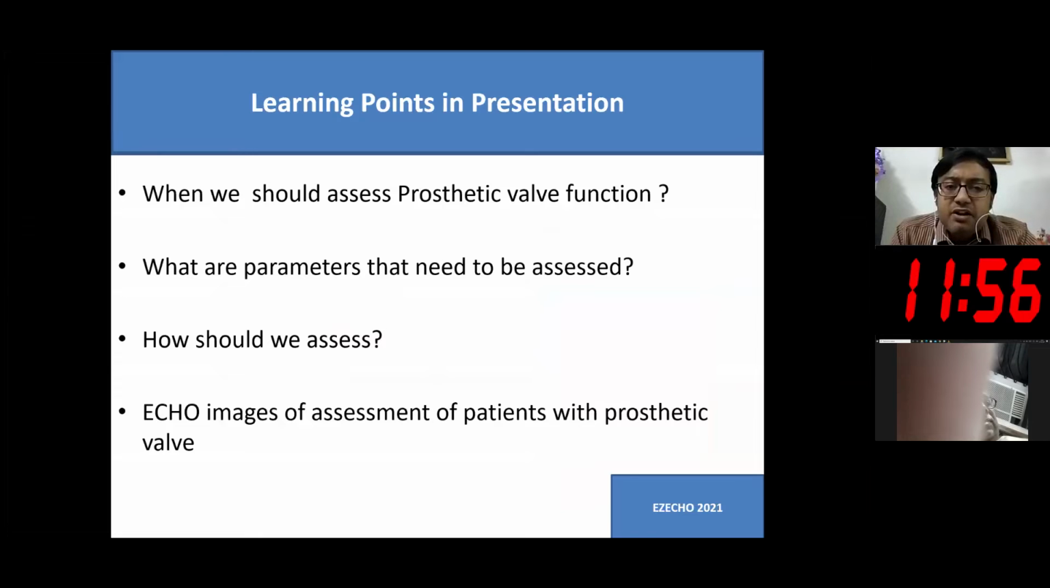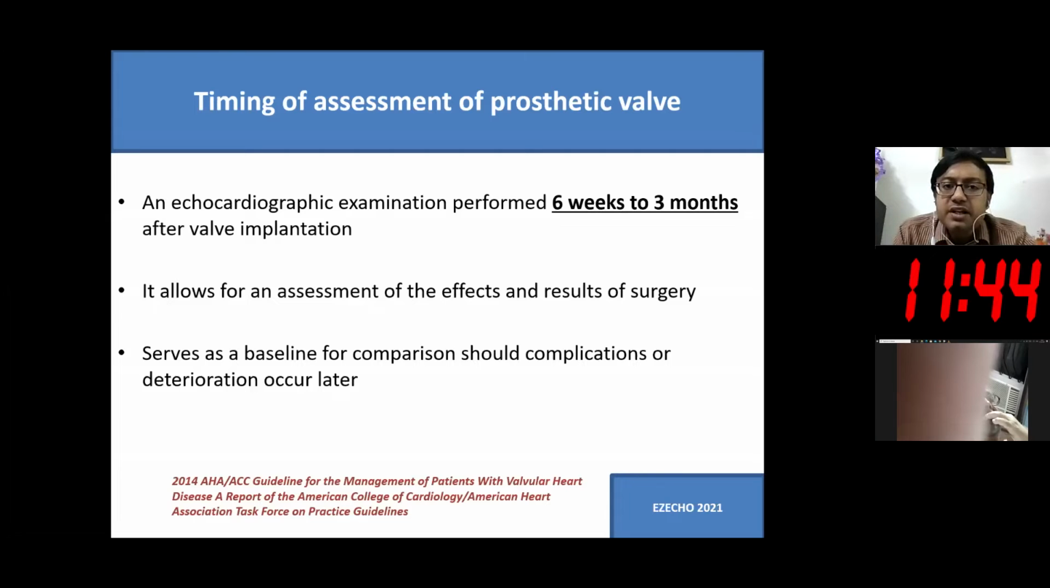Now, more important is how to assess the prosthetic valve function. In this discussion, I'll briefly discuss the important parameters that need to be assessed, and show some echo images of important patients who had undergone prosthetic valve implantation. The timing recommended by the ACC/AHA guideline is 6 weeks to 3 months after valve implantation. A detailed echocardiographic examination should be done to allow assessment of the effects and results of the surgery. It also serves as a baseline for comparison should complications or deterioration occur later. So this echocardiographic assessment is very important to compare later on.